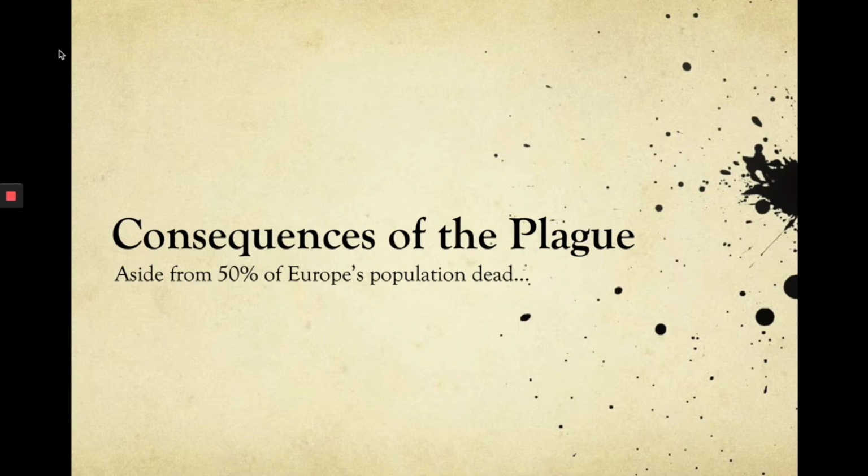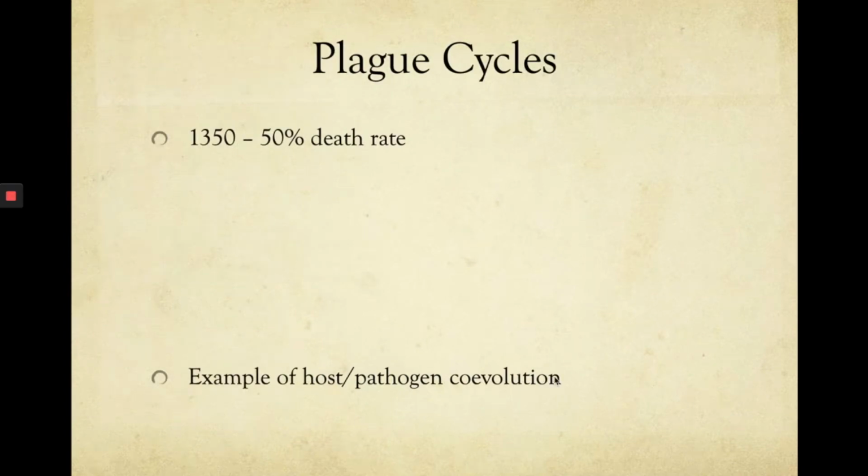Now, what's first and most important to realize is that plague didn't represent a single event. Plague really came in cycles, and those cycles kept repeating every 10, 15 years. For example, the initial outbreak of plague in England that struck in 1349, 1350, killed roughly 50% of the population.